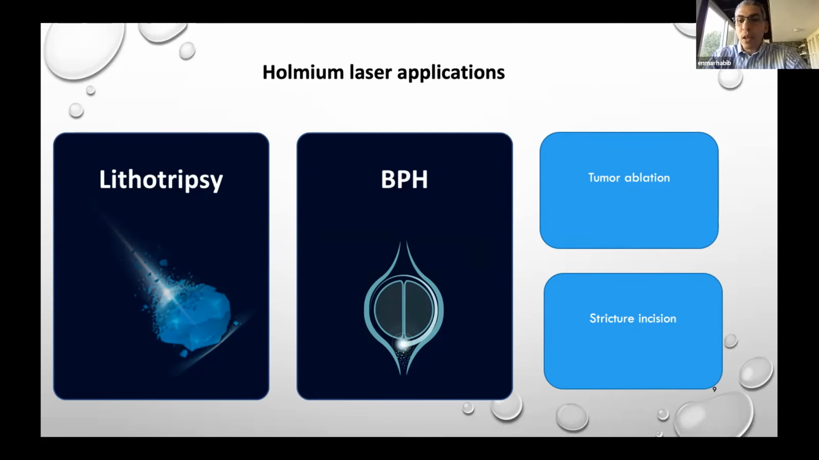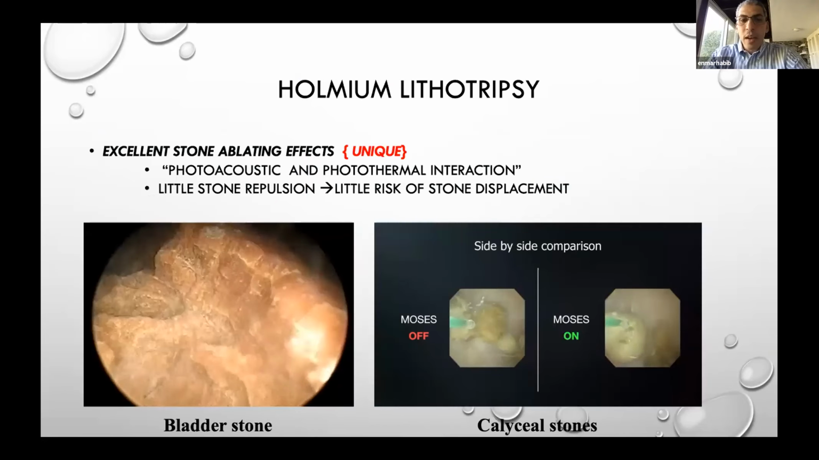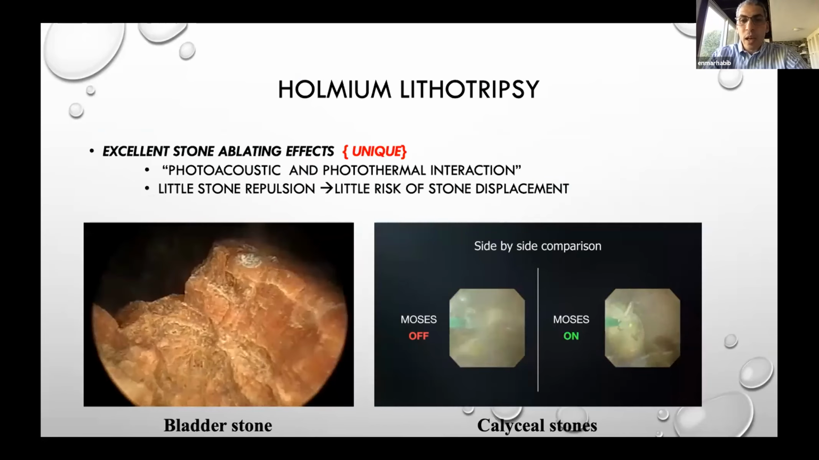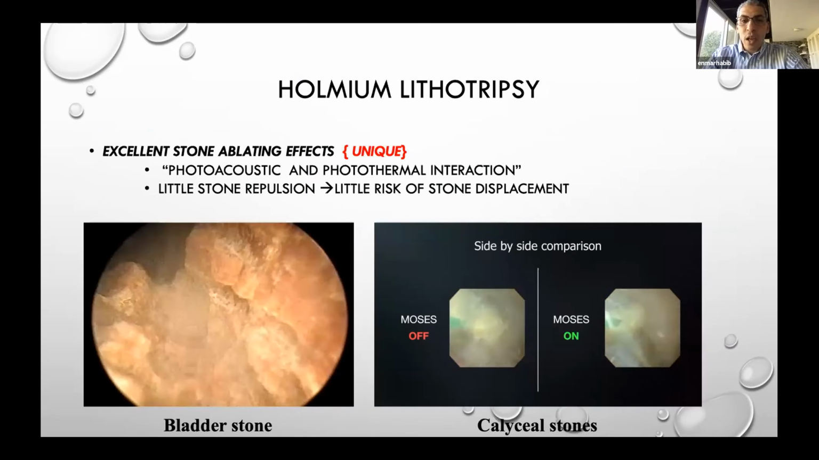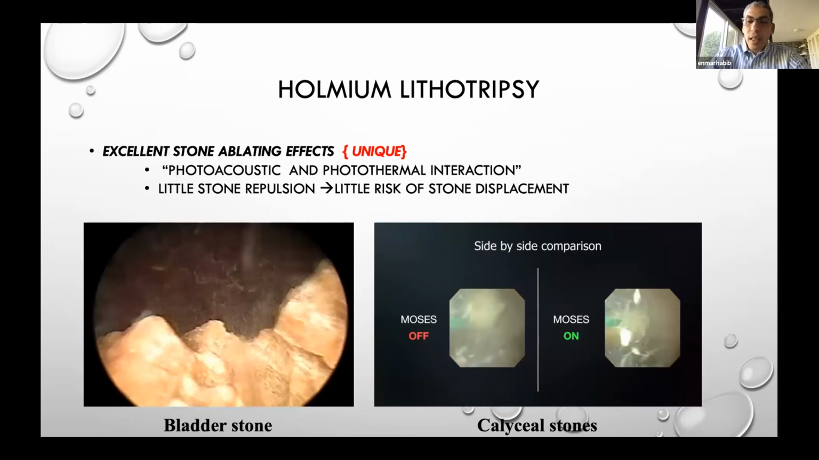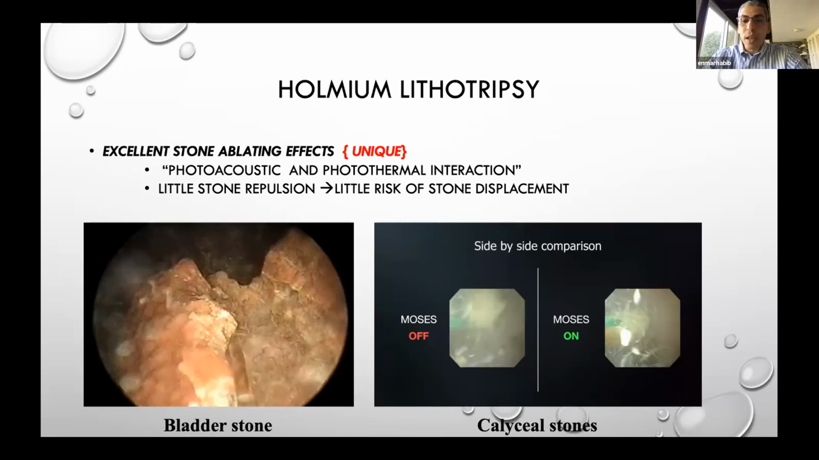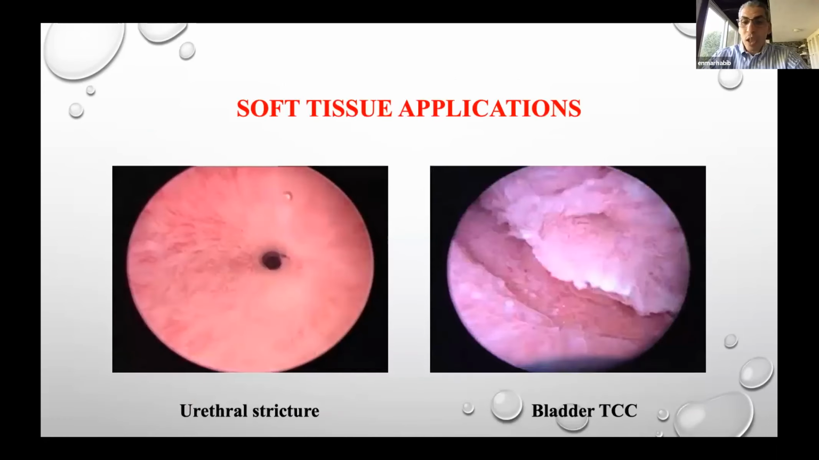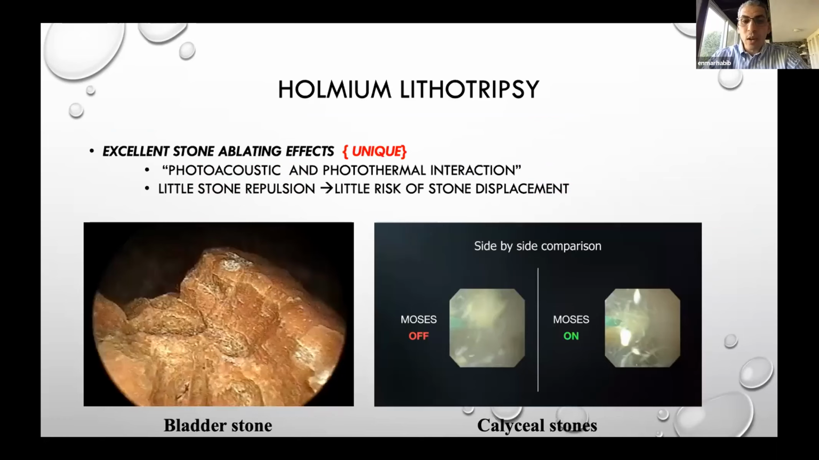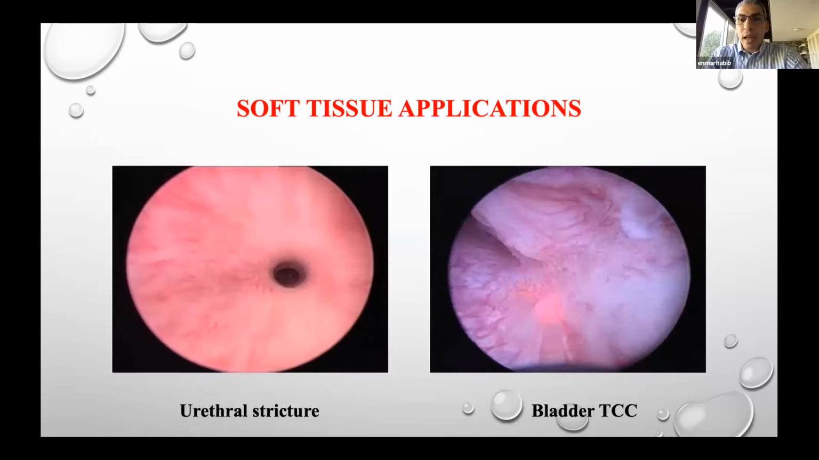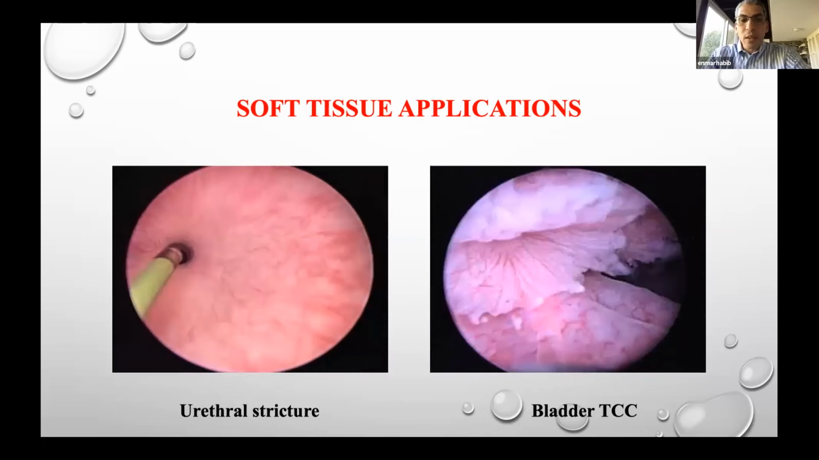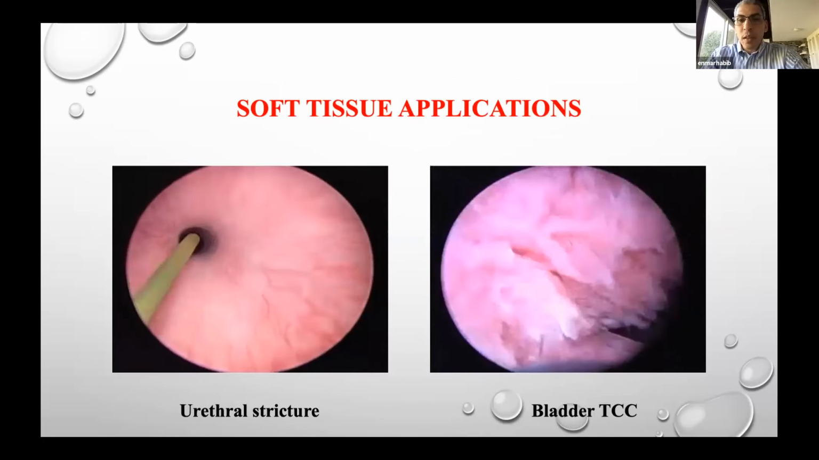There are different applications for the Holmium laser. We can use it mainly for stones and the prostate, and these are the two main uses, but we can also use it for tumor ablation or stricture incision. The Holmium laser has unique properties: it is used for stone ablation through photoacoustic and photothermal interaction. According to the technique you use, you can use it for fragmentation, or you can use it for dusting according to your settings.